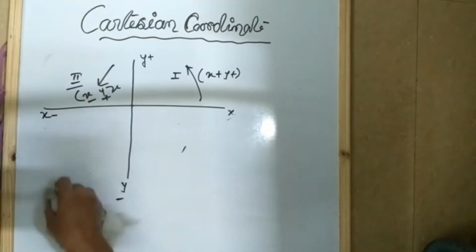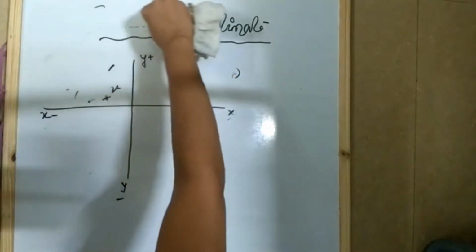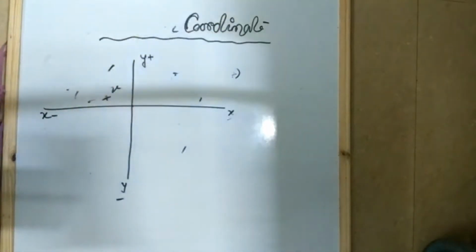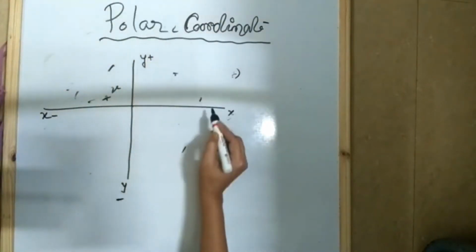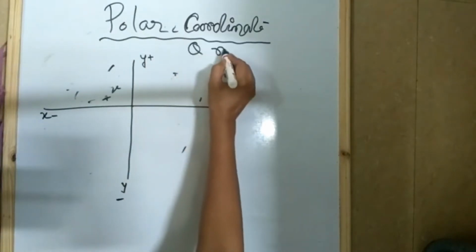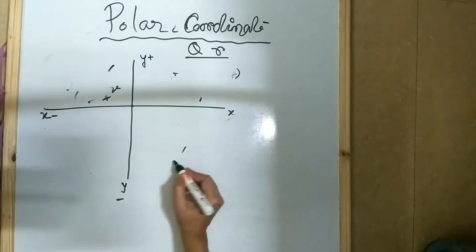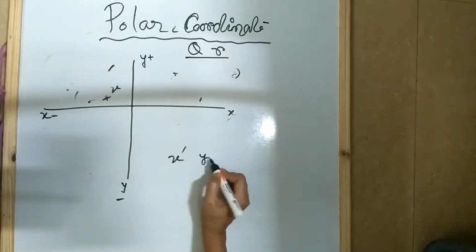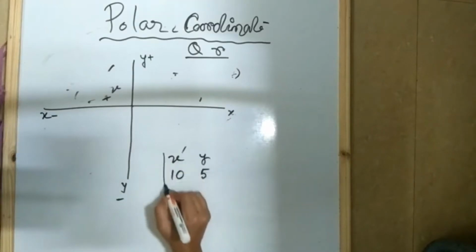The polar coordinate system is expressed by the theta and r value. It is very easy to plot the theta value, that is the angle, and r is the radial distance. Suppose in Cartesian coordinates the x value is 10 and the y value is 5.